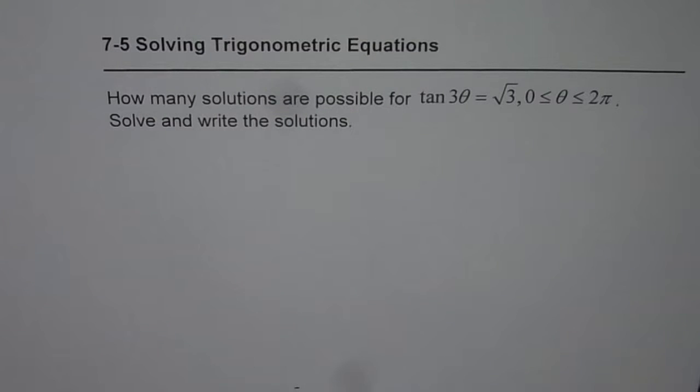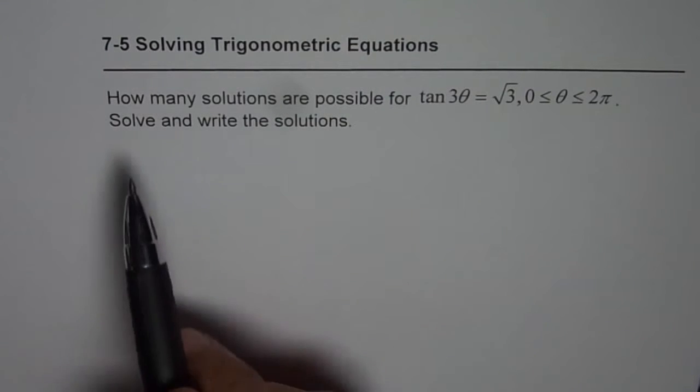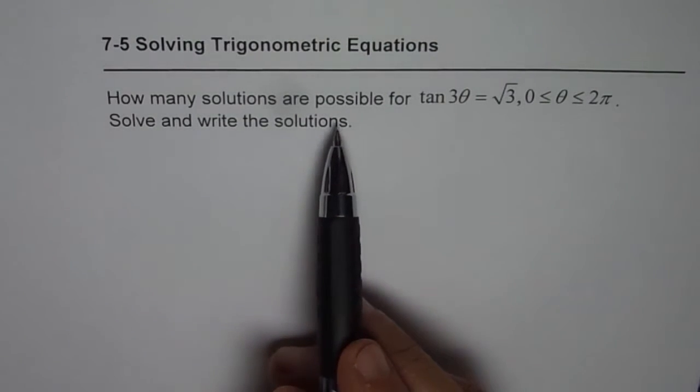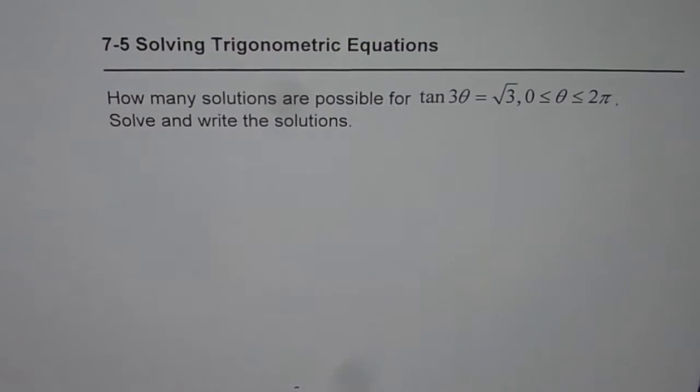I'm Anil Kumar, and in this video we'll discuss a very important and fundamental question on solving trigonometric equations. The question here is, how many solutions are possible for tan 3 theta equals square root of 3 when theta is between 0 to 2 pi? Solve and write the solutions, right?